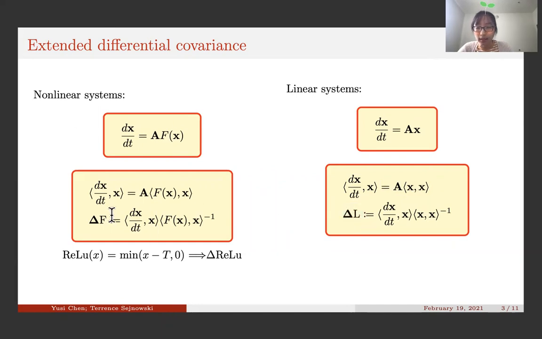As for the nonlinear case, the derivation is similar. The only difference is we have to choose a nonlinear function, and there's a lot to choose from. We decided to start from the simplest one, the ReLU function, and I term this estimator delta ReLU.